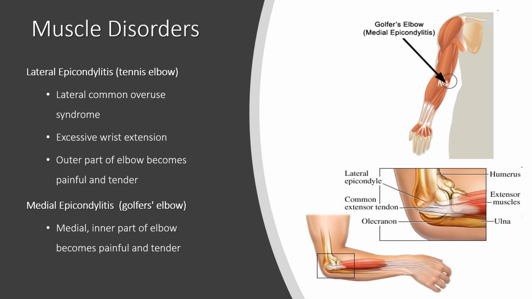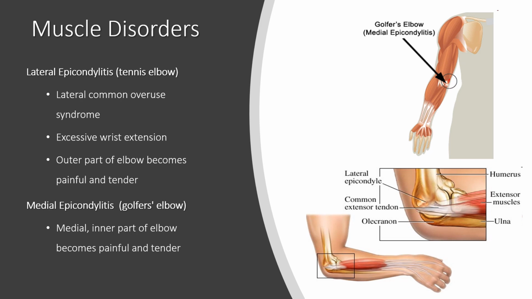That's tennis elbow. And the reason it becomes inflamed is because when you play tennis, you have a lot of extension of the wrist and the lower arm. And all the extensor muscles attach to the lateral epicondyle. So it is an overuse syndrome, using excessive wrist action, and it's the outer part of the elbow that becomes painful and tender. So that is lateral epicondylitis and tennis elbow.